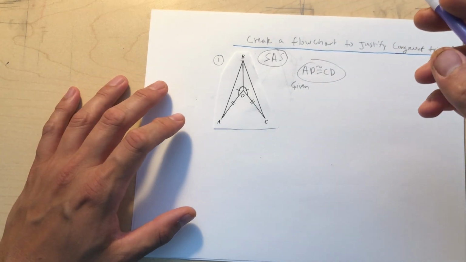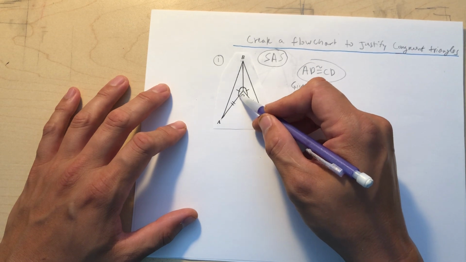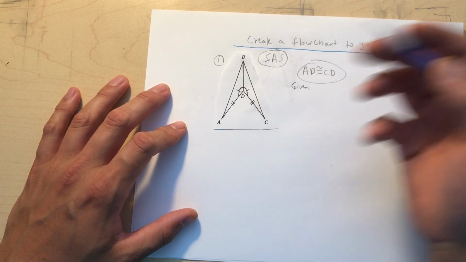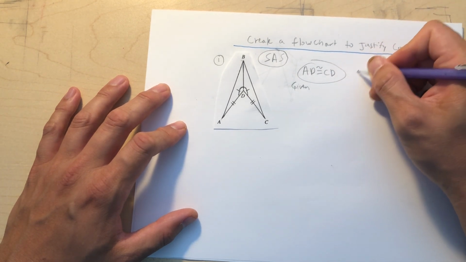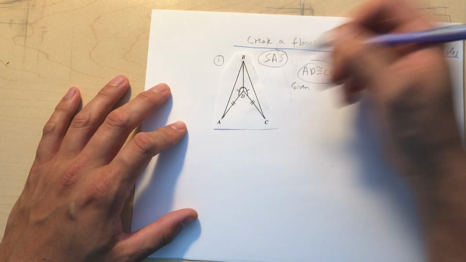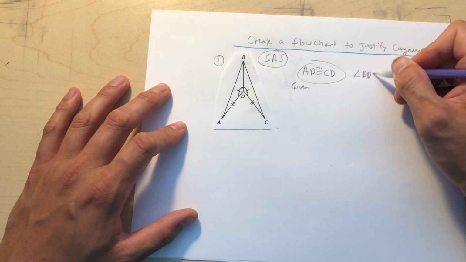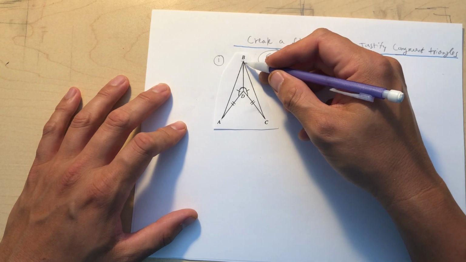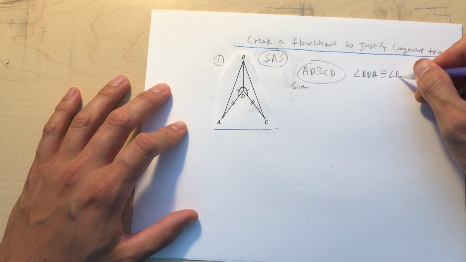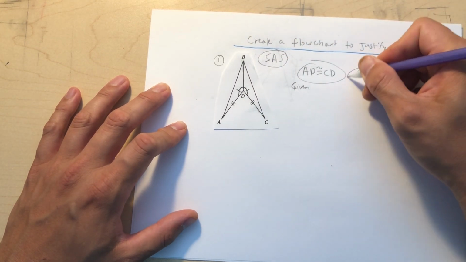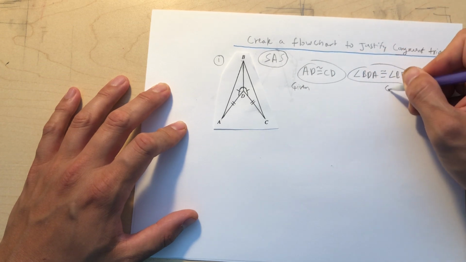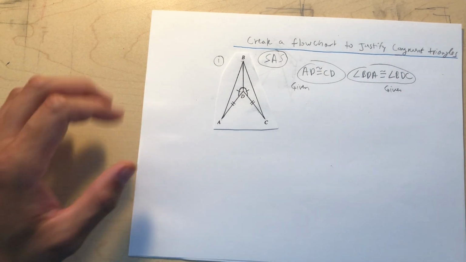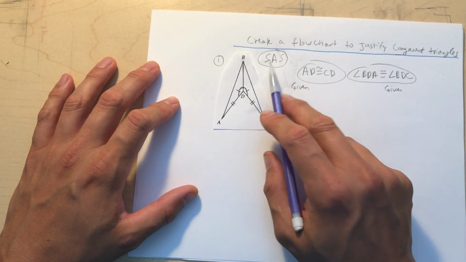That is the side, and now I'm going to state this angle right over here. I can't just use the letter D, because D actually has three angles and you don't know which one it is. So I'm going to say angle BDA is congruent to angle BDC. That's also given to me. I'm running out of room, but that's okay. Again, that's the side, and now that's the angle.